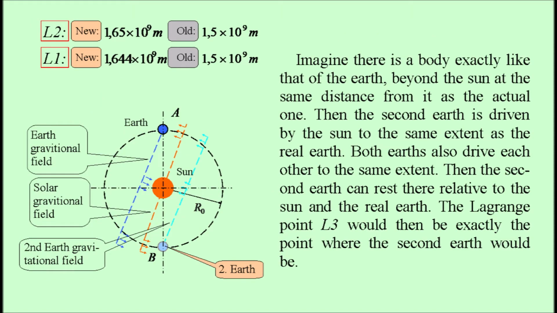Imagine there is a body exactly like the Earth, beyond the Sun at the same distance from it as the actual one. Then the second Earth is driven by the Sun to the same extent as the real Earth. Both Earths also drive each other to the same extent. Then the second Earth can rest there relative to the Sun and the real Earth. The Lagrange point L3 would then be exactly the point where the second Earth would be.